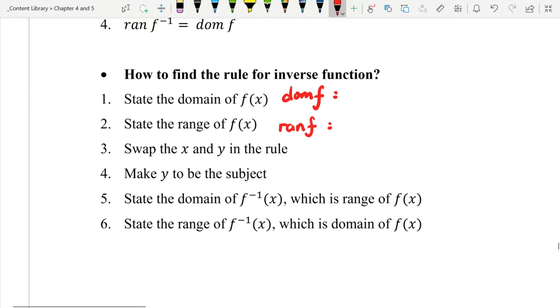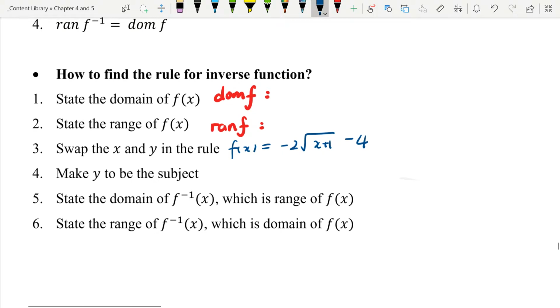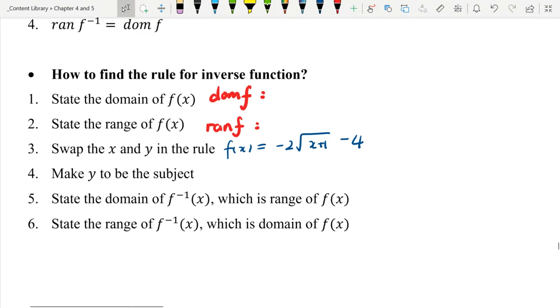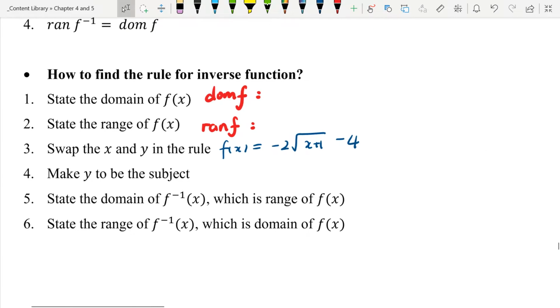Third step is to swap x and y in the rule. So if you have f(x) equals minus 2 square root of (x plus 1) minus 4, if you have a rule like that, is this a one-to-one function? What kind of function is this? Yeah, square root has an endpoint. So it's a square root, so it's a one-to-one function because square root looks like this, or this, all one-to-one functions.